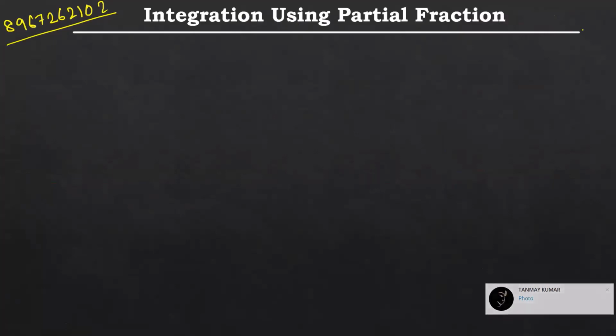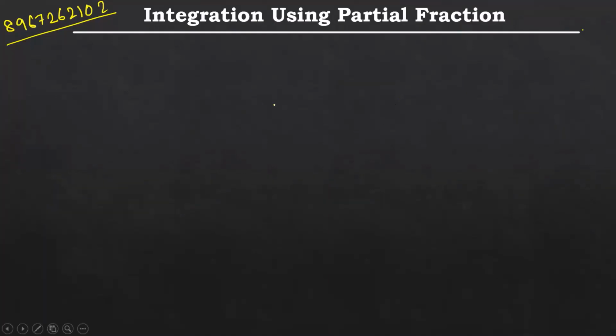Now the next part is integration using partial fractions, that is, how we can partially factorize terms so that it makes the integration easier. So which type of integration generally occurs here?